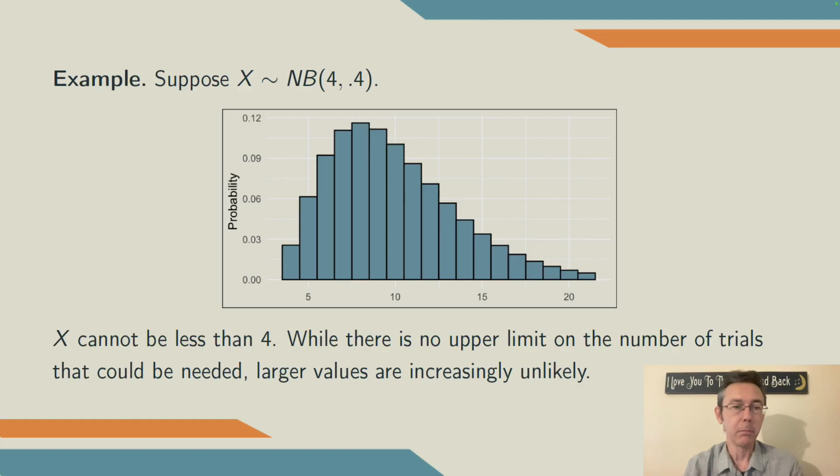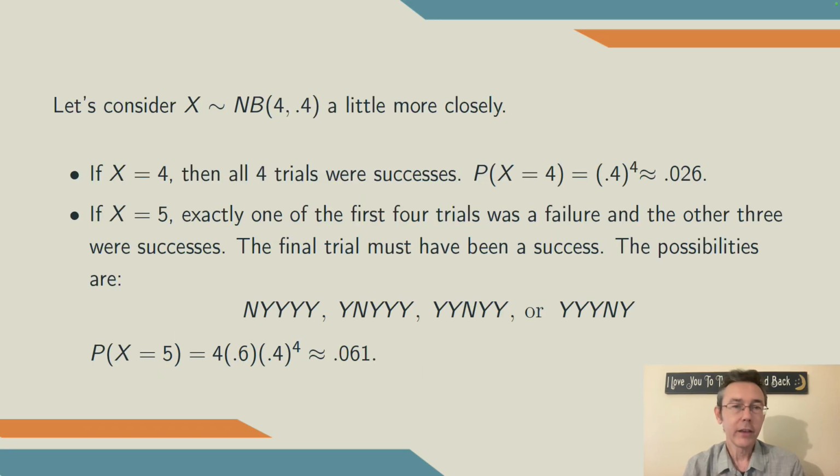Here's a picture of NB(4, 0.4). So we're trying to get 4 successes with a probability of 40% on each try. X can't be less than 4. Obviously, you need at least 4 trials to get 4 successes. There's no upper bound on the number of trials you might need, but after a certain point, larger values become increasingly unlikely. Let's dig into this particular negative binomial distribution a little more closely, just to try and understand it a bit before we get into some of the more abstract math.